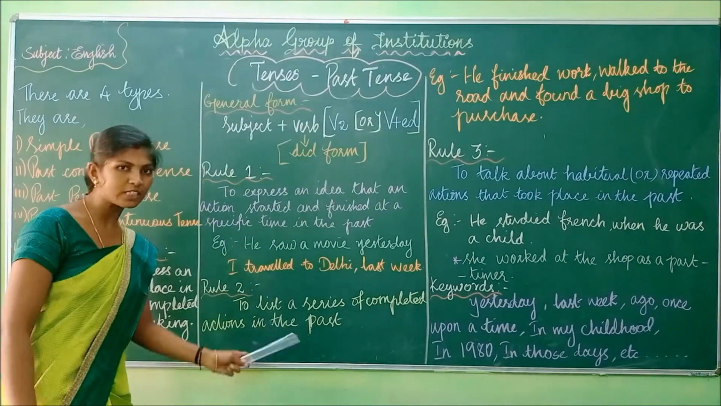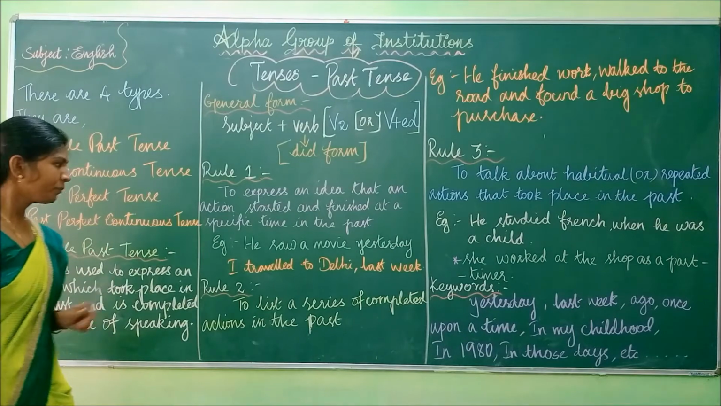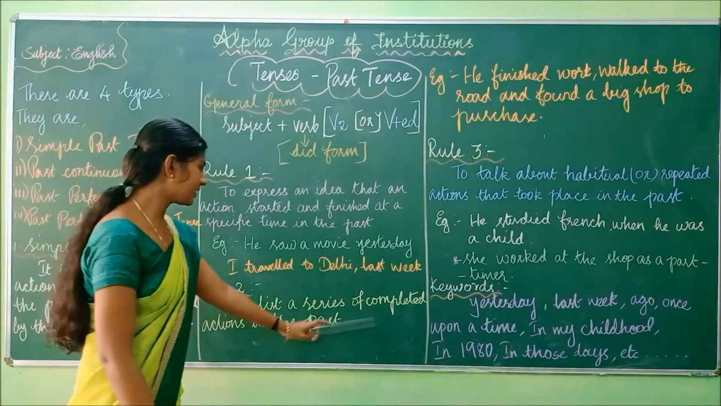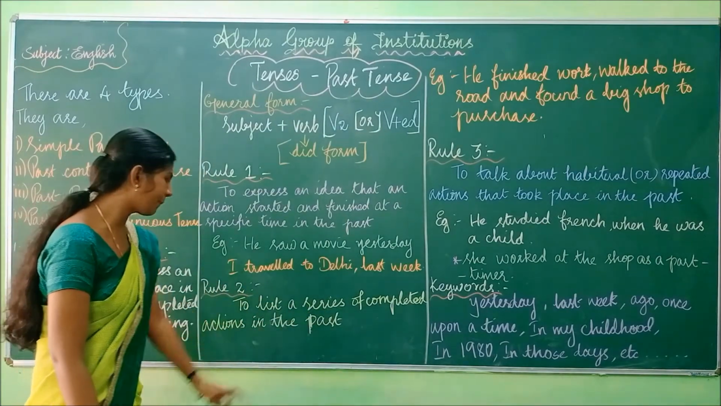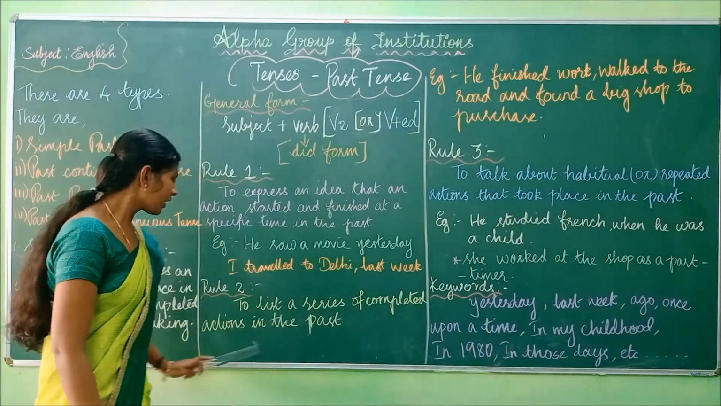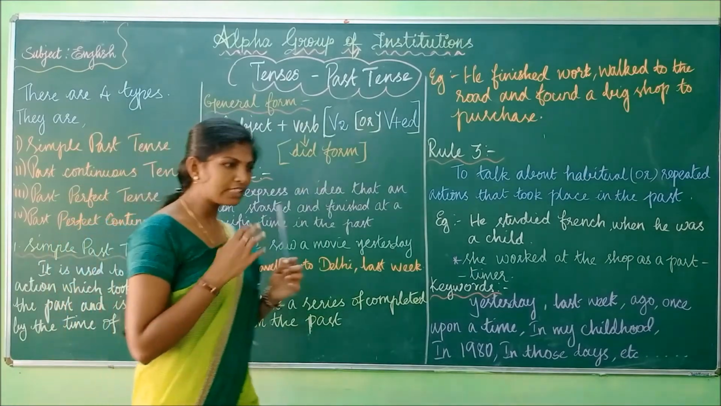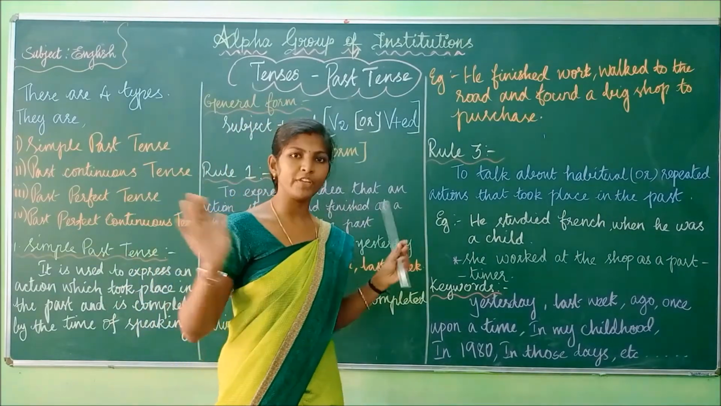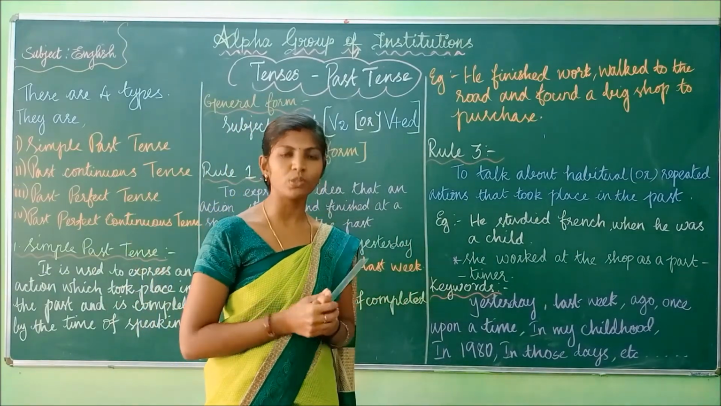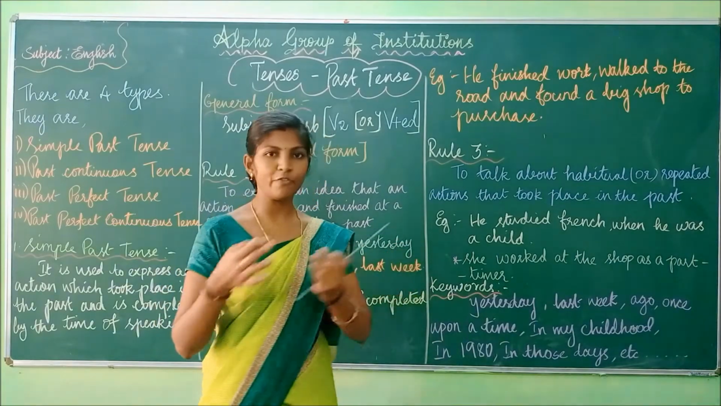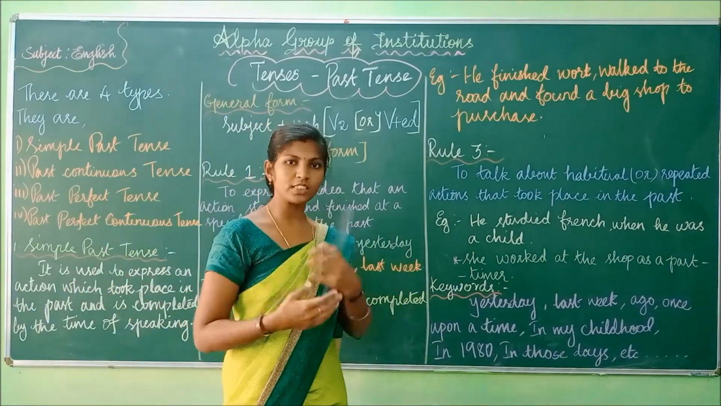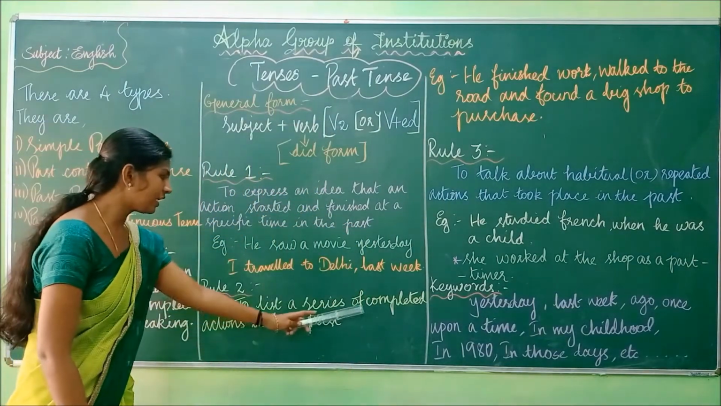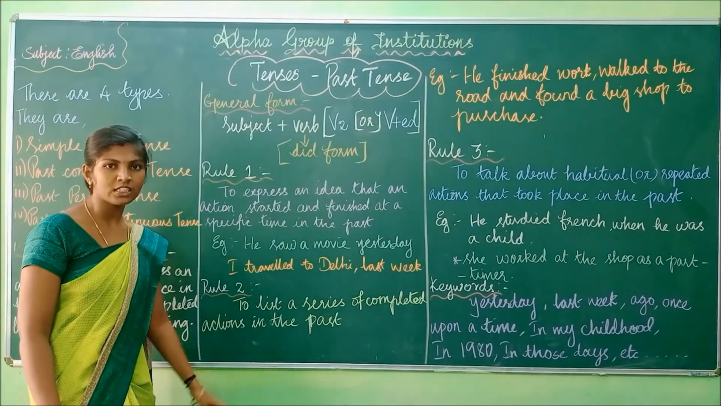To express all those actions, we use this rule. And next rule, rule number 2. To list a series of completed actions in the past. So when something is happening in a series, we have a few works to be done and we have finished all the works. To mention that I finished this, I finished that, I finished all those things, to say it in a simple sentence, we use rule number 2.